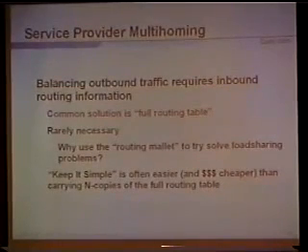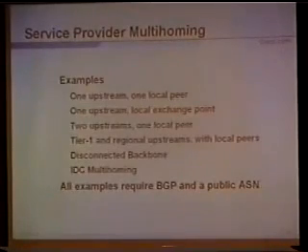These are typical ones I see around the world. One upstream, one local peer; an upstream and a local exchange point; two upstreams, one local peer; tier one, regional upstreams, local peers. That one's quite complex. Disconnected backbone, which I threw in for amusement, because people just say, oh, you can't do that, but you can. IDC multi-homing, so Internet Data Center multi-homing, just an idea. But all these examples use BGP, and you need a public AS number for them.